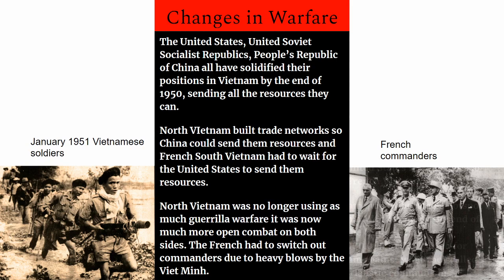In Vietnam by the end of 1950, they're sending all the resources they can to help out with China and the USSR, and they were able to build trade networks in Vietnam, which would be of great help to aid them, which gave them guns and other things that helped out quite quick.